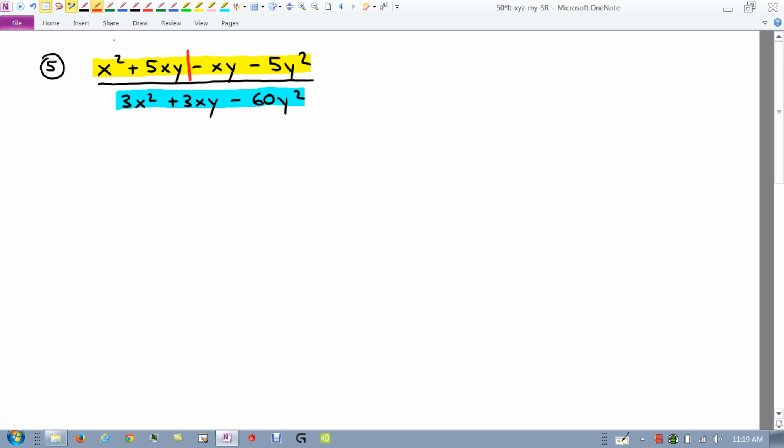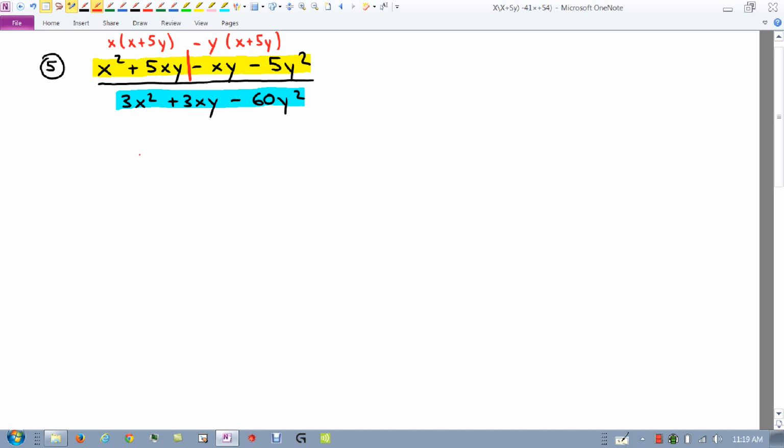If I slash it there, pull a GCF out, I get x. I'm left with x plus 5y. I need this over here to be an x plus 5y. So if I pull a negative y out, I will get that. So that's what the top becomes. The bottom, I'm going to have to do that here.